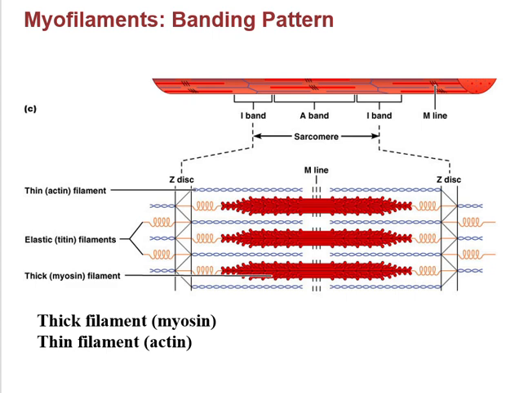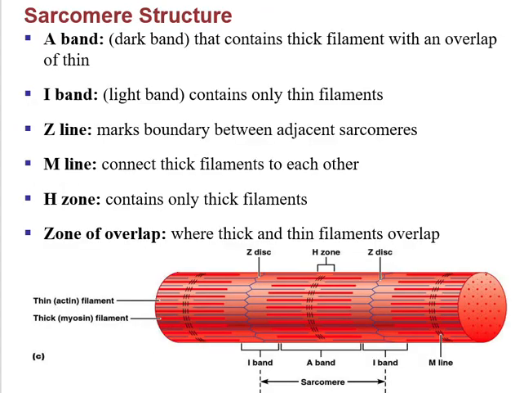Areas where the thick filaments meet in the middle, that is going to be the M line, and it's found in the H zone. And then we're also going to have other structures that we can pinpoint, and a way to kind of remember them is to come to this slide, where we really go over sarcomere structure. First, the A band is the dark band that contains thick filament with an overlap of thin filament. The I band is the light band that contains only thin filaments.